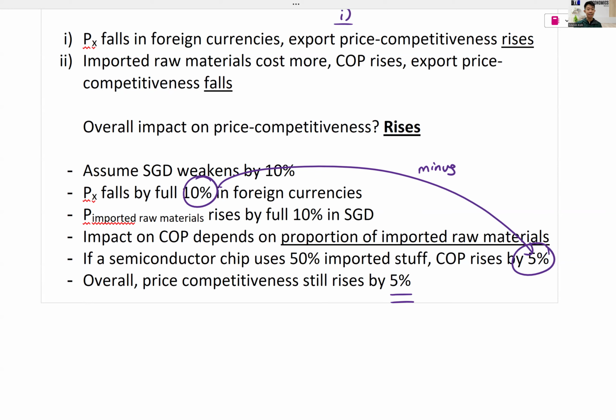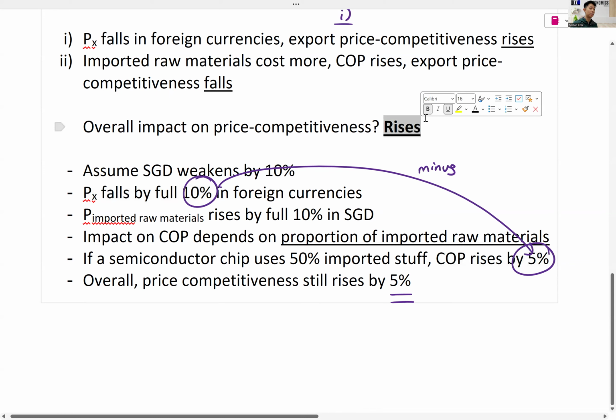So, yes. In other words, your COP cannot rise by more than this because you will only use a proportion of imported raw materials. Okay? That's why it will always rise all the time.